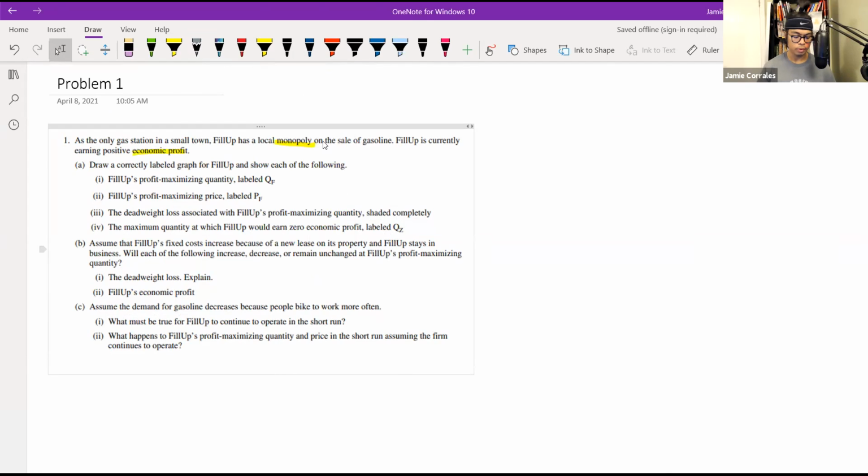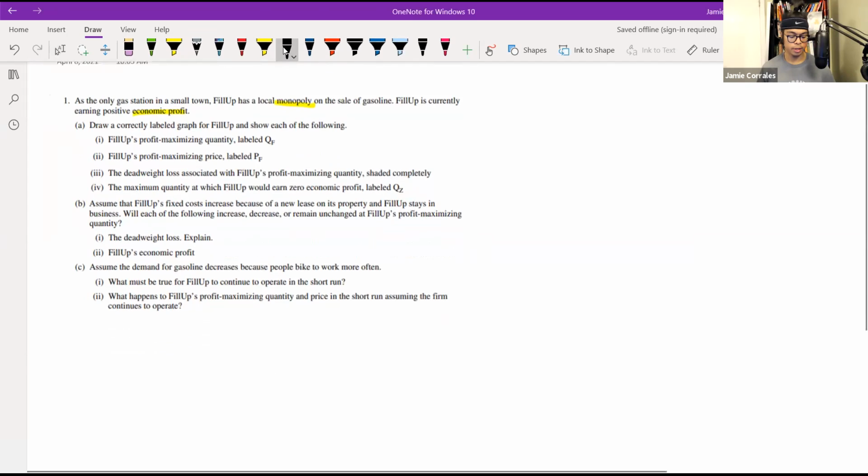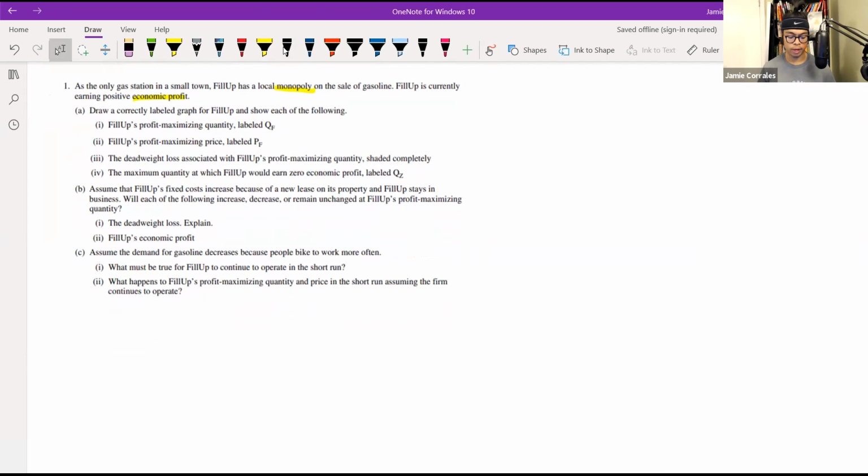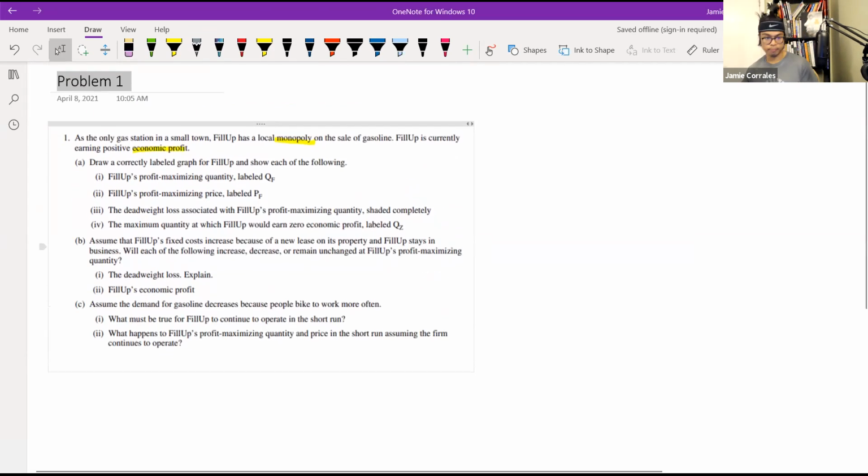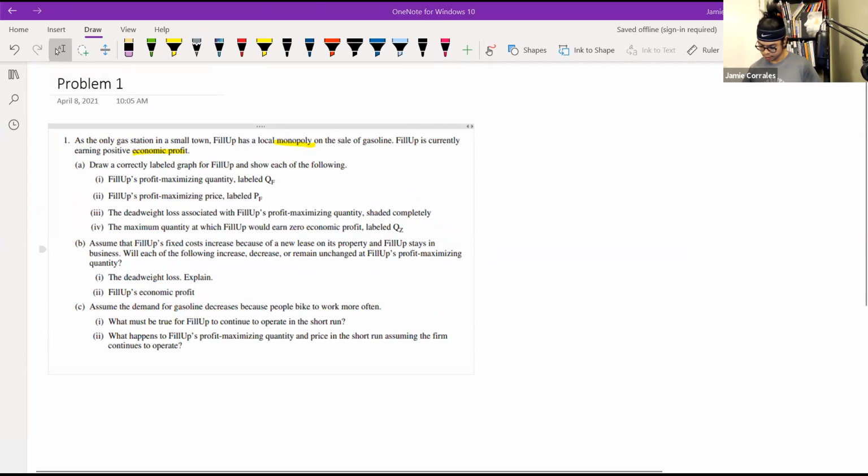Question 1A is asking us, draw a correctly labeled graph for Philip and show each of the following: profit maximizing quantity, labeled QF, price as PF, deadweight loss, and zero economic profit. All right, so why don't we get straight into that? Let's draw out the graph.